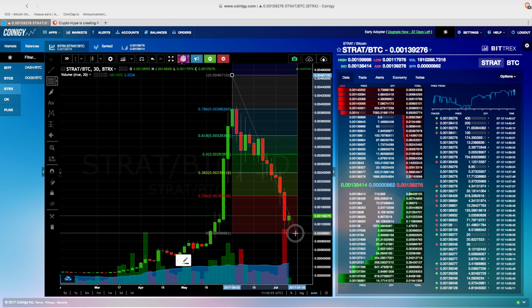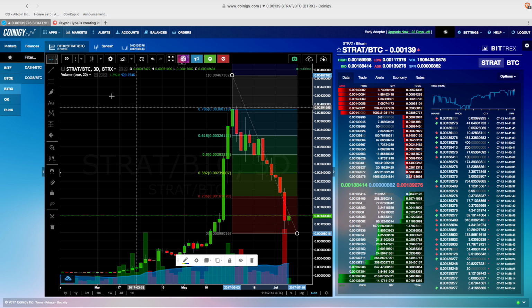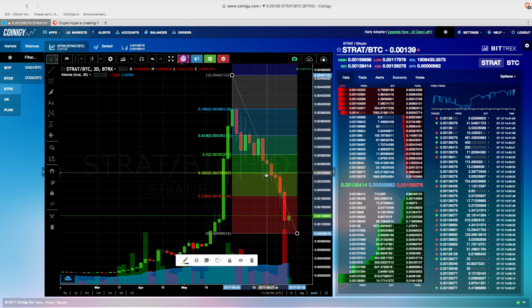As you can see here, apparently this is the lowest price that Stratis has been to when you talk about its previous trend. So let's look at the prices right over here. Everything looks pretty good. We are below the 38.2 Fib, but a lot of whales usually buy in around this area.